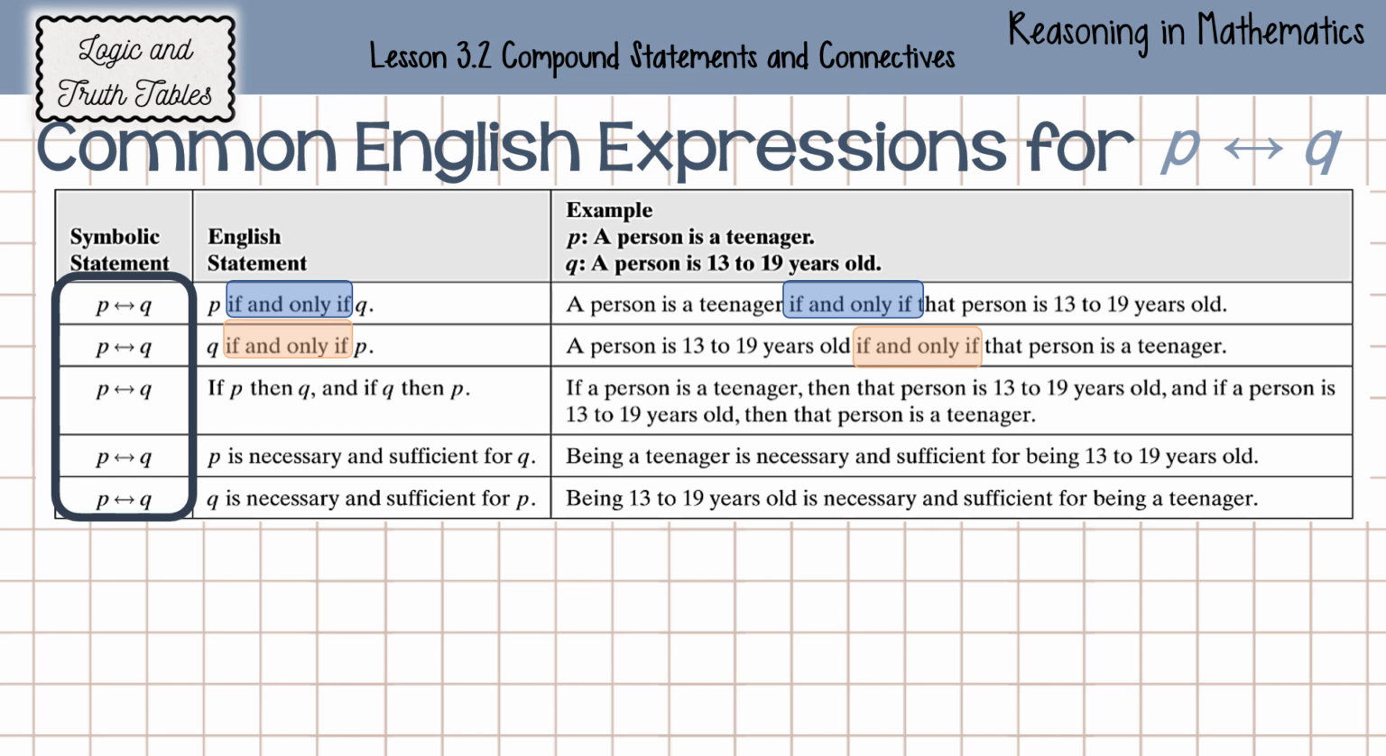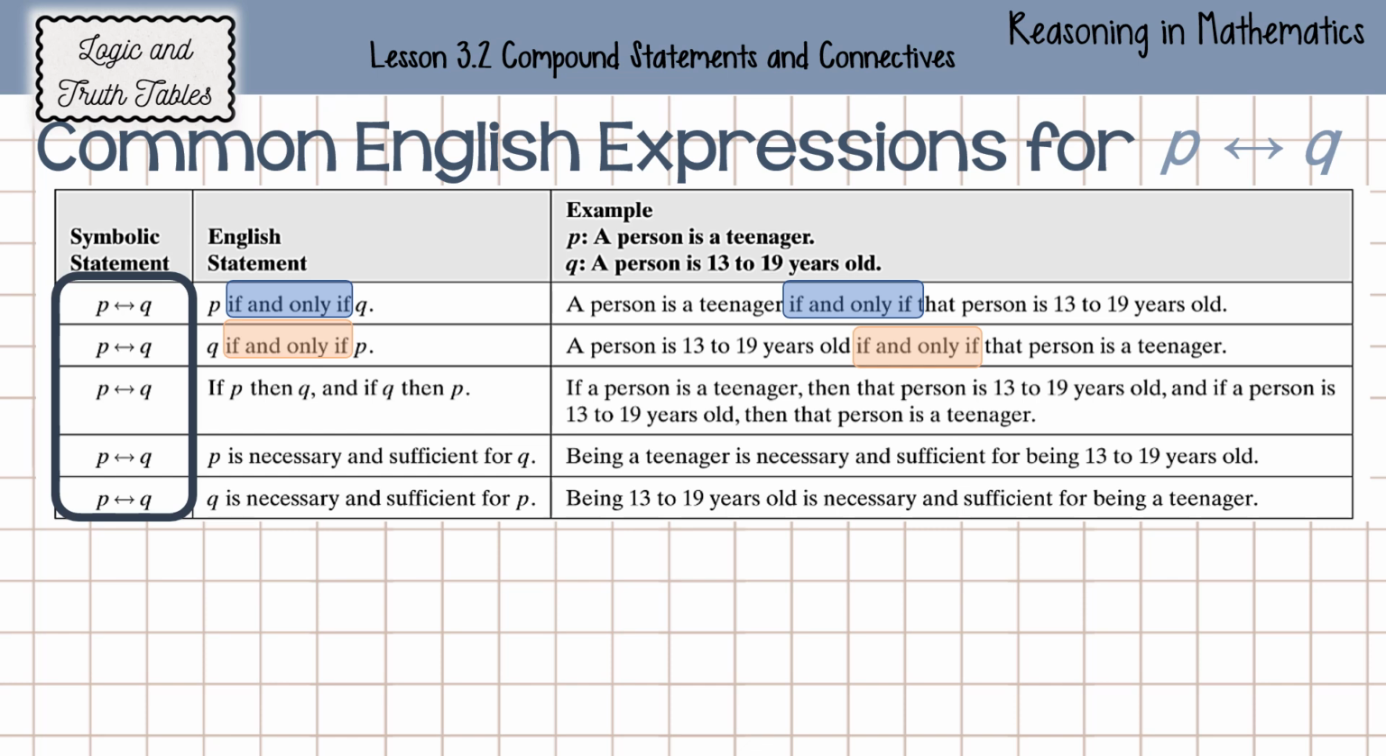On this one, we are writing it into two separate forms. So if P, then Q, and if Q, then P. So if a person is a teenager, then the person is 13 to 19 years old. And if a person is 13 to 19 years old, then the person is a teenager.